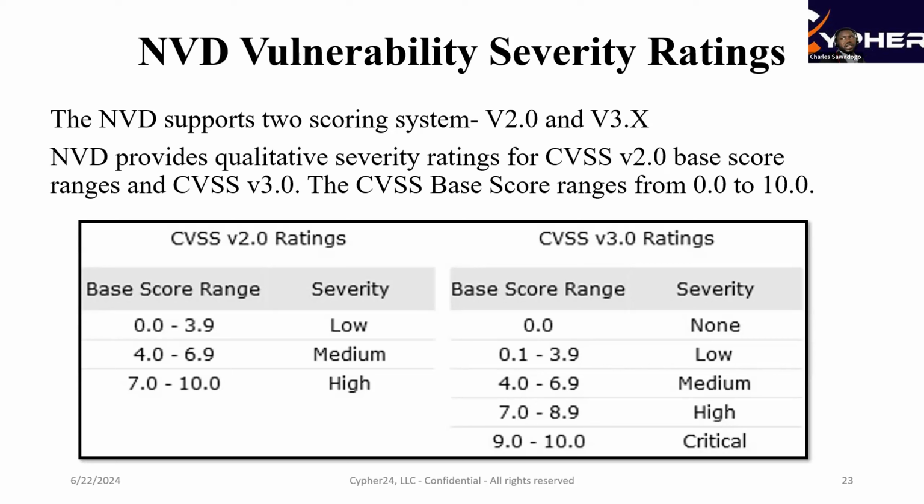Now you will be wondering, what version should I use? Just use version 3. Okay, just use version 3 rating, and you can see that NVIDIA National Vulnerability Database provides qualitative severity ratings for CVSS base score and CVSS 3, right? The CVSS score ranges from 0 to 10.